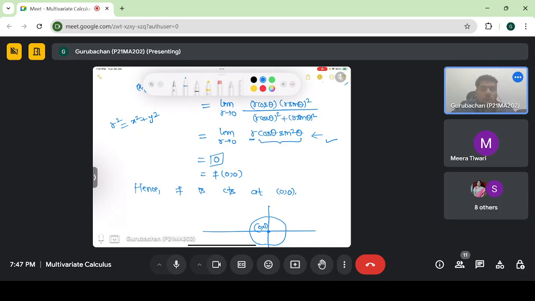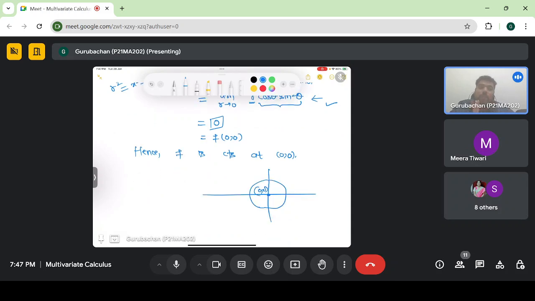I will let you know how this is covering all the curves, maybe in the next class. For the time being, I can say one thing: you are taking x equal to r cos theta and y equal to r sin theta, and you are drawing the circle, and theta is varying.